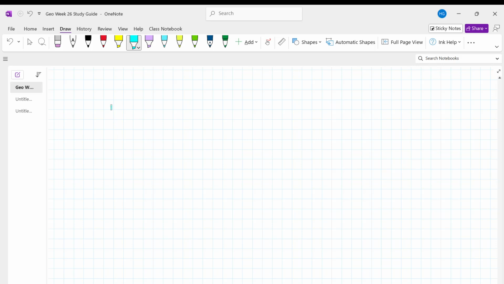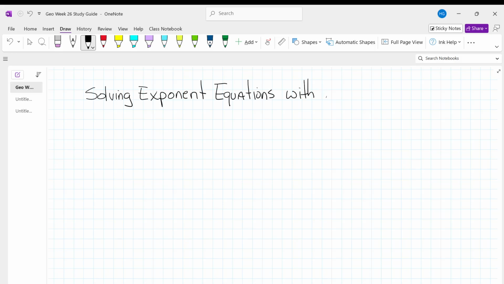Okay, so today we're going to be solving exponent equations with a different base. All right, we can say that when the bases are not the same.